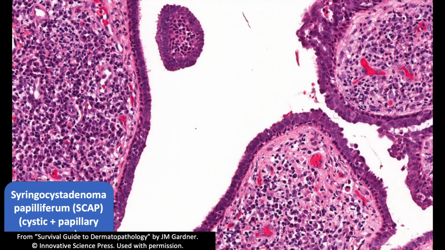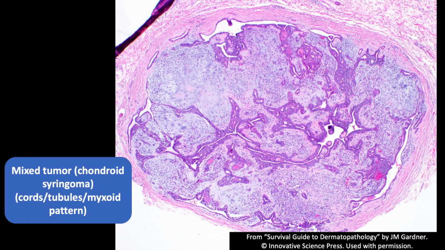These are benign. There are extremely rare examples of malignant ones, but I think I've only seen like one of those. And this is a mixed tumor, chondroid syringoma, which I'm not going to go deeply into because it is basically like the skin equivalent of pleomorphic adenoma or mixed tumor of the salivary gland.